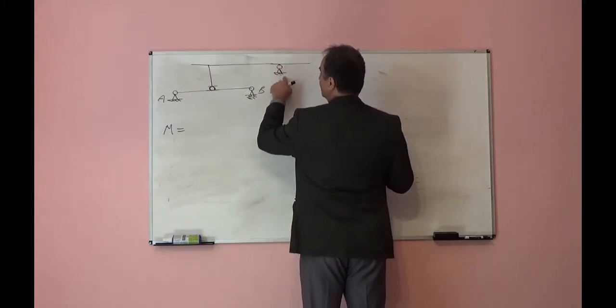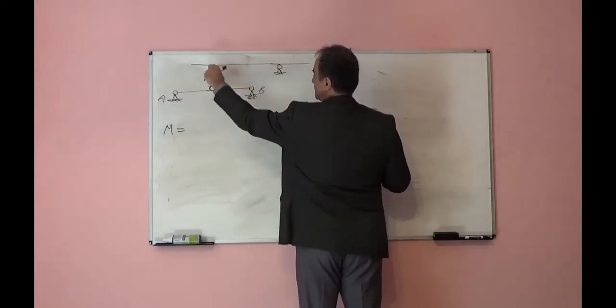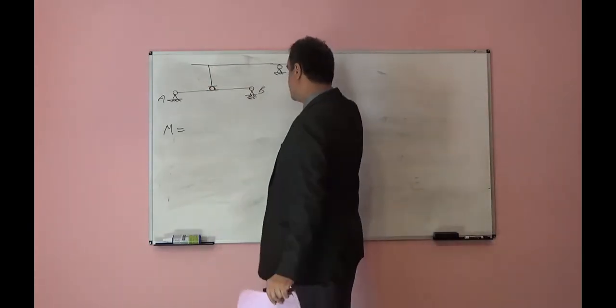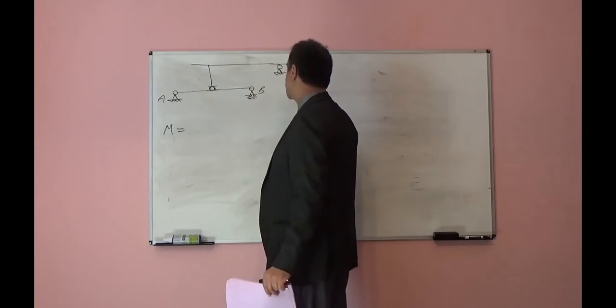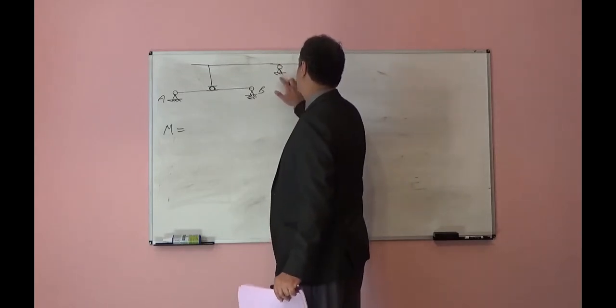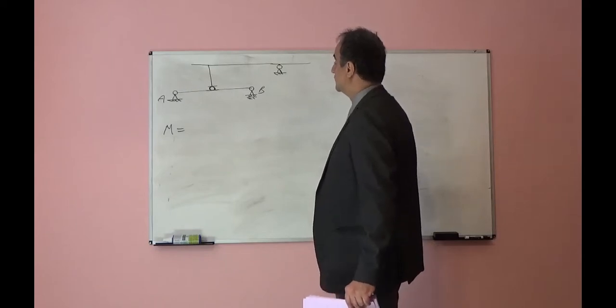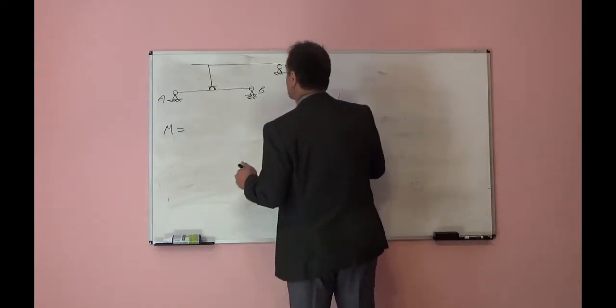If we don't have this support, this can rotate with respect to this hinge, and at the same time it can move in the horizontal direction. But after we put this hinge support, it cannot rotate and it cannot move, so it is a stable system.